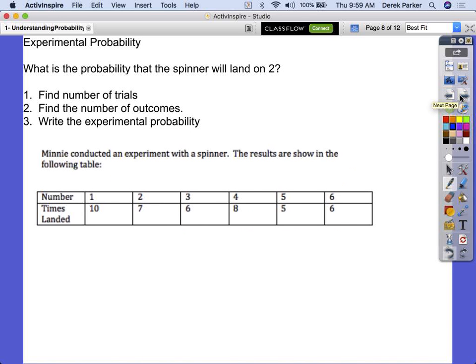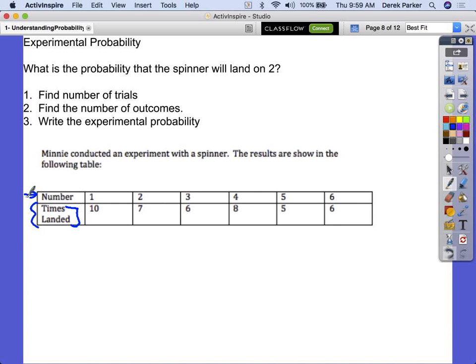Now we're in experimental probability. What is the probability that the spinner will land on 2? Okay, so your first step is to look at the number of trials. Our number of trials are here. This number is just there to throw you off. That's the number that is on the spinner. The 1, 2, 3, 4, 5, 6 is the number that is on the spinner, okay?